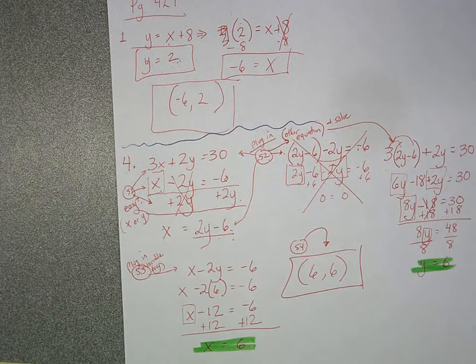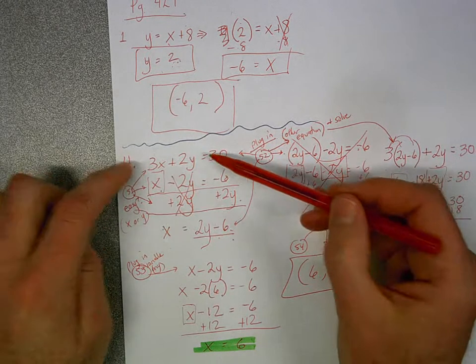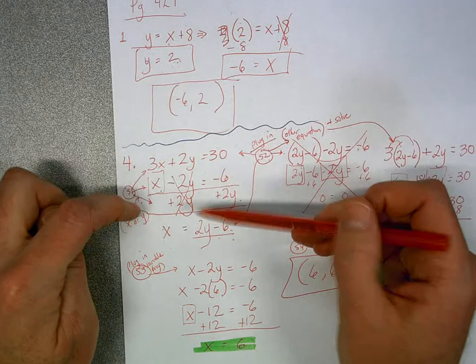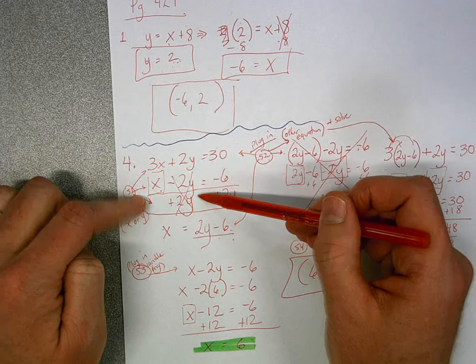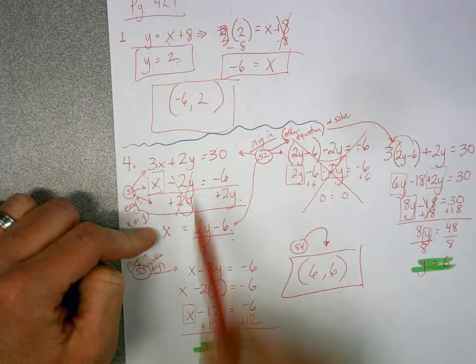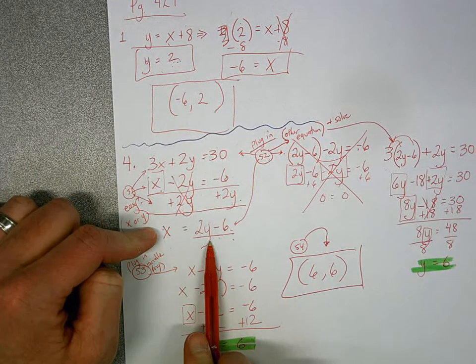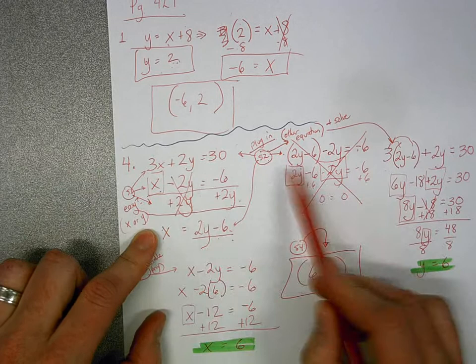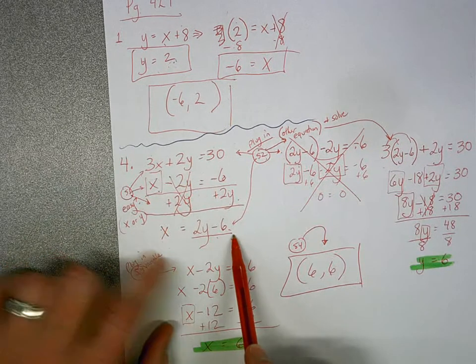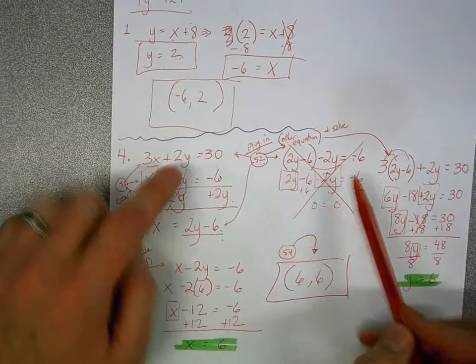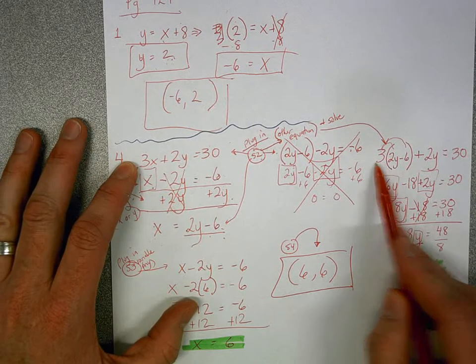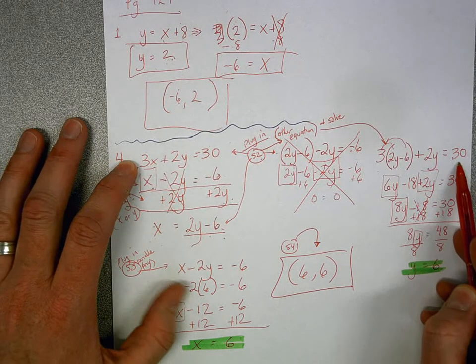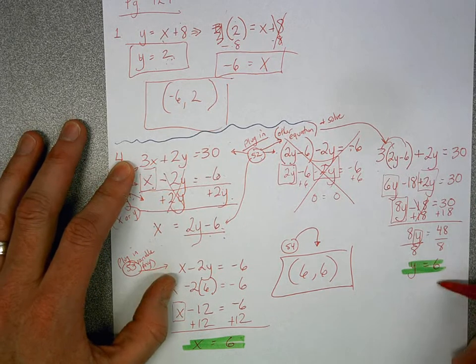So just a quick little review. The very first thing you do, take a look at your two equations. Choose one that is the easiest to isolate the variable. So what I did was I isolated the x. That told me what x was in terms of y. So then you take whatever that is, plug it into the other equation. So instead of 3x plus 2y, it was 3 times that plus 2y equals 30. Solved it to get one of them.